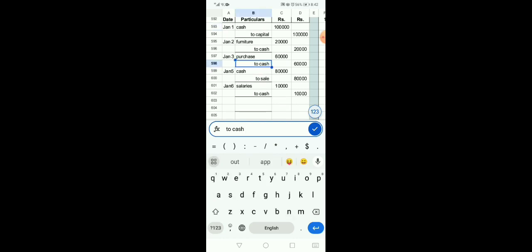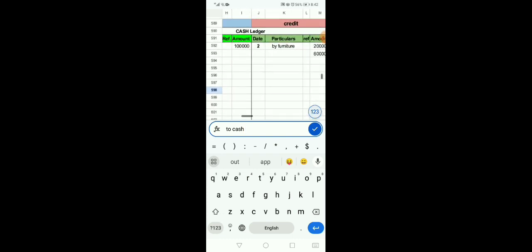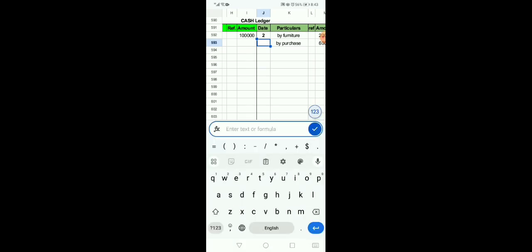What is written on the opposite side of cash in this entry we are doing? That is purchase. So write down purchase here, put purchase over here. And what is its reference date? That is 3. Write down 3 in date column. Third entry has also been completed.